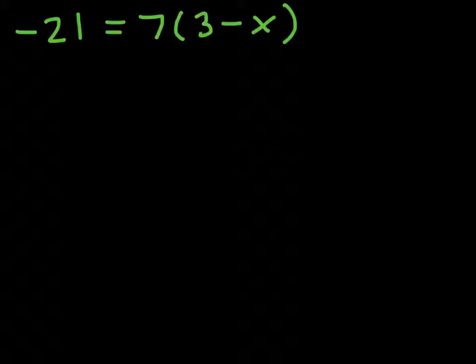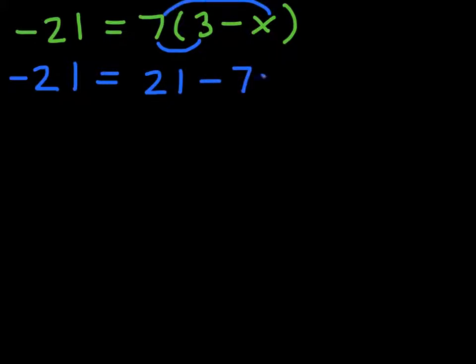Now that we've worked through an example that helps us see how to combine terms, let's solve some equations using the distributive property. Negative 21 equals 7 times 3 minus x. We begin by distributing 7 to 3 minus x. Negative 21 equals 7 times 3, 21, minus 7 times x, or 7x.